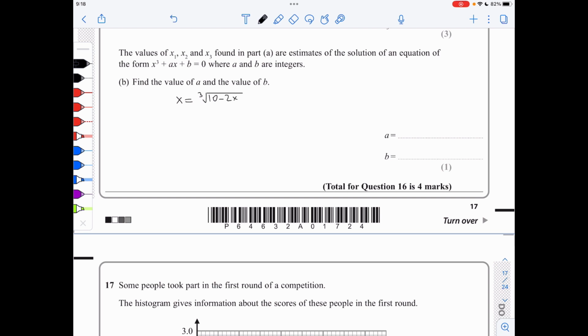So if I raise to the power of 3, I get x cubed is 10 minus 2x, which simplifies to x cubed plus 2x minus 10 is 0. So comparing with what I was given, I can see that A is 2 and B is negative 10. So that's my answer. A is 2, B is negative 10.